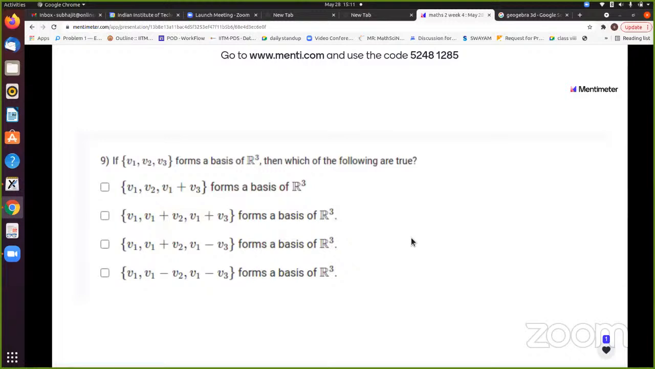So in R3, I am getting 3 elements, V1, V2, V3, which form a basis of R3. And it needs 3 elements because R3 has dimension 3, as we already know. So all the bases must have 3 elements, and it has. Now, which of the following is true? V1, V2, V1 plus V3: these also form a basis. Similarly, all the other options are there. Now you have to check one by one whether each is a basis or not.